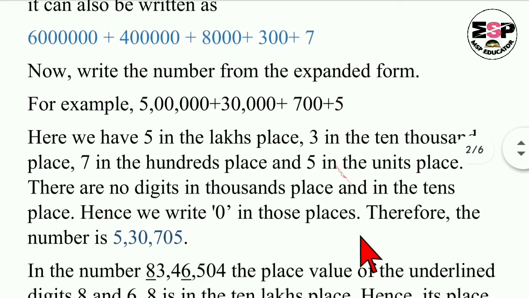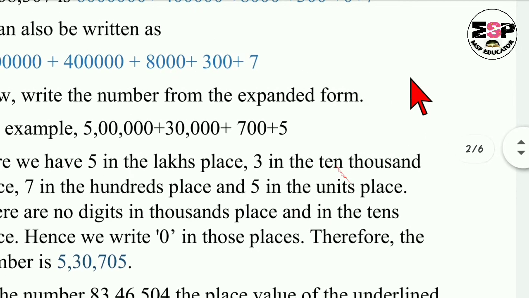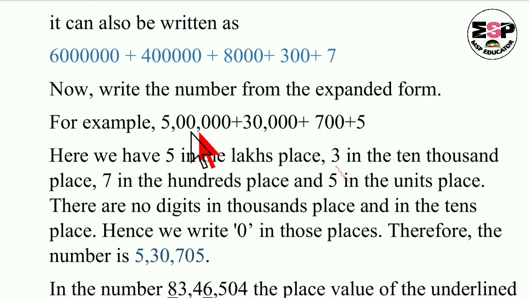Now write the number from the expanded form. Now the expanded form is given to us here as a question, and we will prepare its number. Okay, here we have 5 in the lakh place. See, this is 5 lakh. Okay, it is a 6 digit number, that's why it is 5 lakh. 3 is in the 10,000 place.